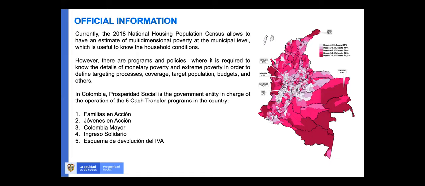This slide shows the multidimensional poverty map made with the variables in the census. But as I have mentioned previously, multidimensional poverty is not enough, because there are various programs or policies that have goals or objectives related to household income and not to the privations of life conditions. Also in this slide, we mention the five cash transfer programs in my country. The programs are Familias en Acción, Jóvenes en Acción, Colombia Mayor, Ingreso Solidario, and Devolución del IVA.